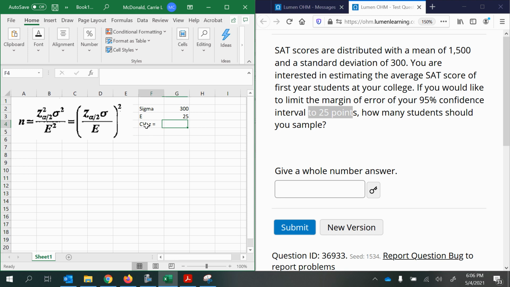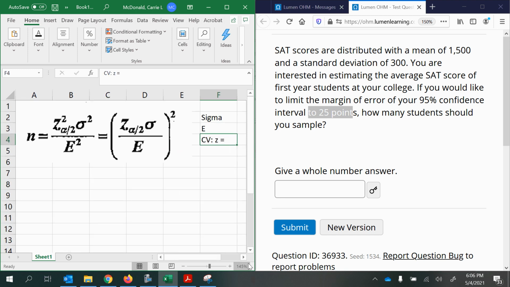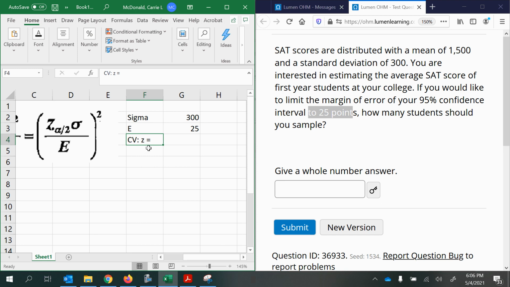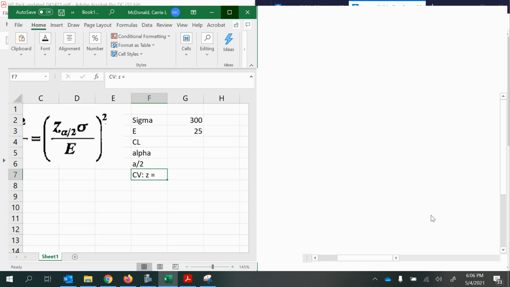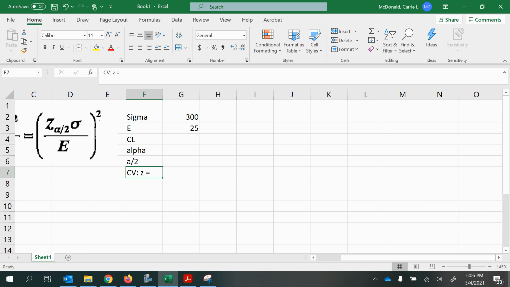And now we just need the critical value. Now, in order to find that critical value for a two-tailed confidence interval, we're going to need to use the confidence level, and then we'll get the alpha, the significance level, by doing 1 minus the confidence level, and then we'll divide that in half so that we can find our critical value. Okay, so what does this look like on a sketch?